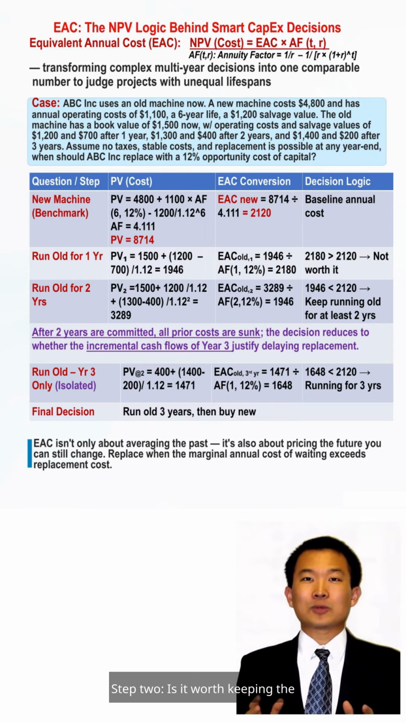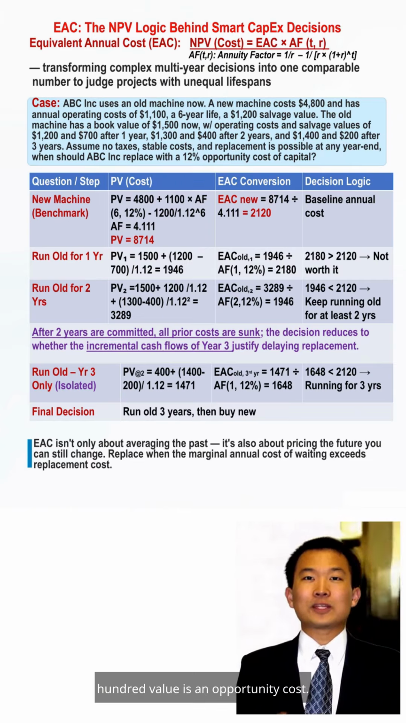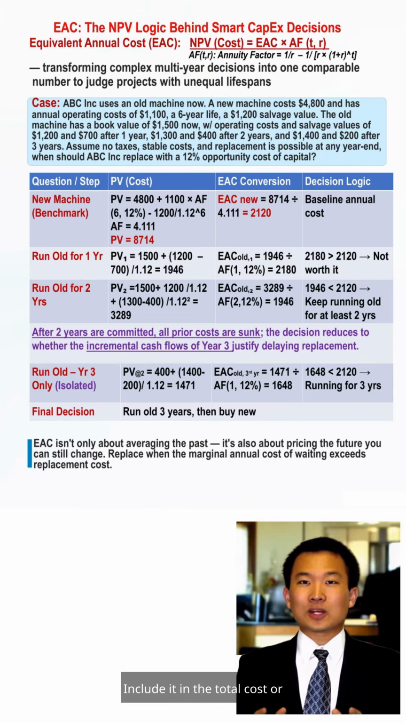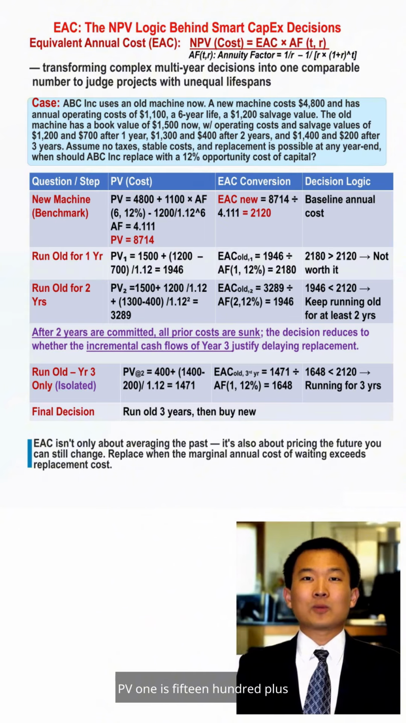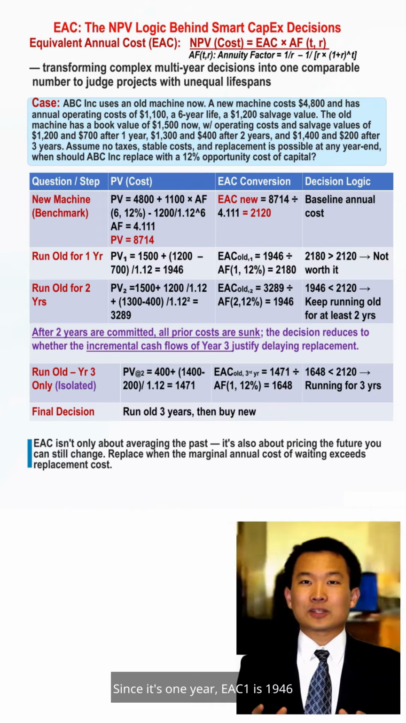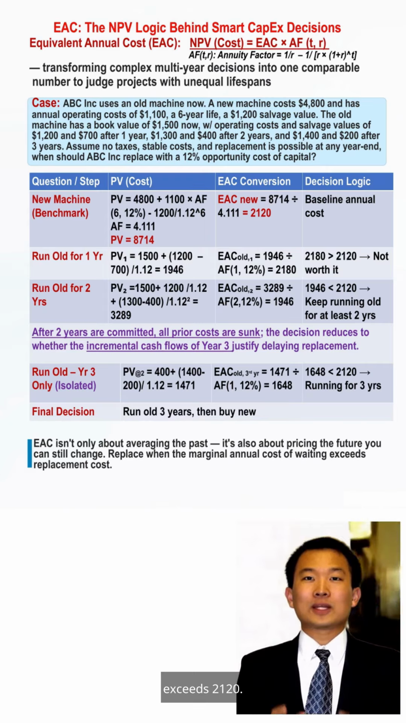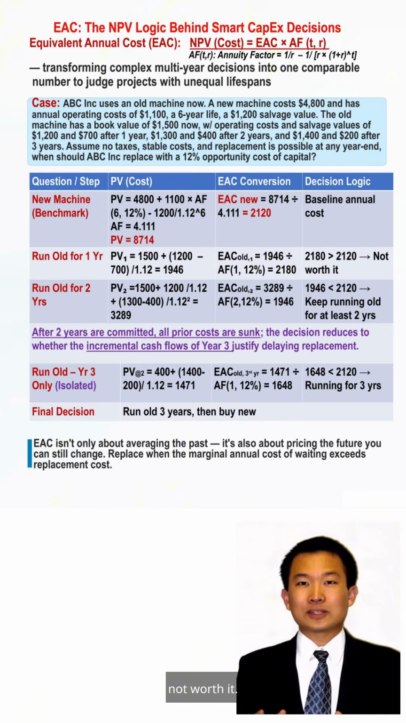Step 2. Is it worth keeping the old machine for one more year? Note, the old machine's $1,500 value is an opportunity cost, included in the total cost or liquidated for other uses. PV1 is $1,500 plus $1,200 over 1.12 minus $700 over 1.12, totaling $1,946. Since it's 1 year, EAC1 is 1,946 times 1.12, equaling $2,180, which exceeds $2,120, so the first year is costlier than a new machine, not worth it.